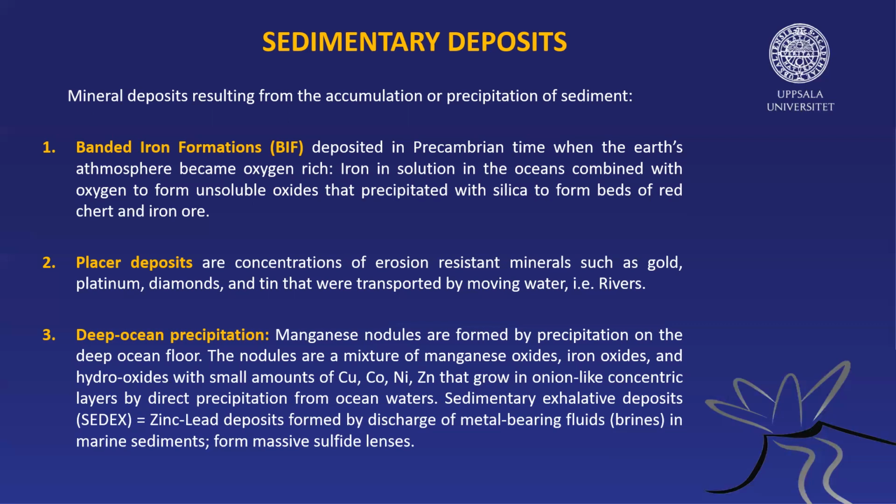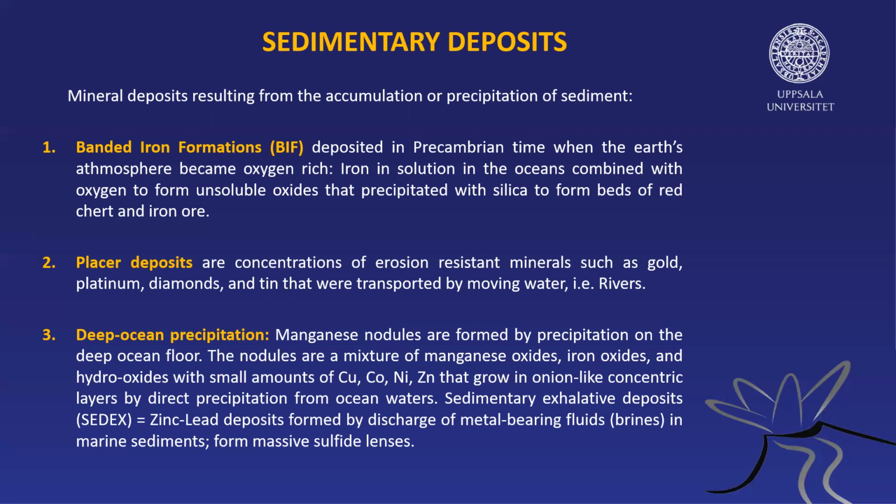Finally, we have deep ocean precipitation of metals and minerals, and there's our manganese nodules. They are formed by the precipitation of minerals on the deep ocean floor. These nodules are mixtures of different oxides, manganese oxides, iron oxides, hydroxides, and we can find also small amounts of copper, cobalt, nickel, and zinc.